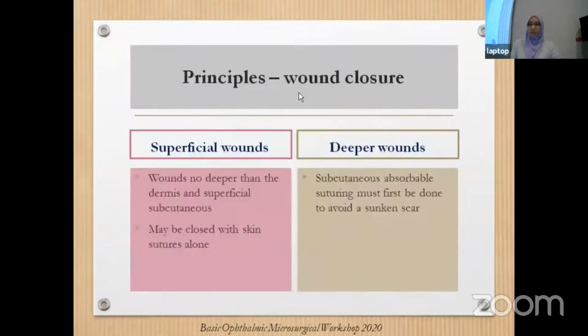This is the principle of wound closure. For a superficial wound, actually, wounds no deeper than the dermis and superficial subcutaneous, it may be closed with skin sutures alone. For a deeper wound, the subcutaneous absorbable suture must first be done to avoid a sunken scar. This is very important. This is a very common complication of post repair in eyelid trauma.